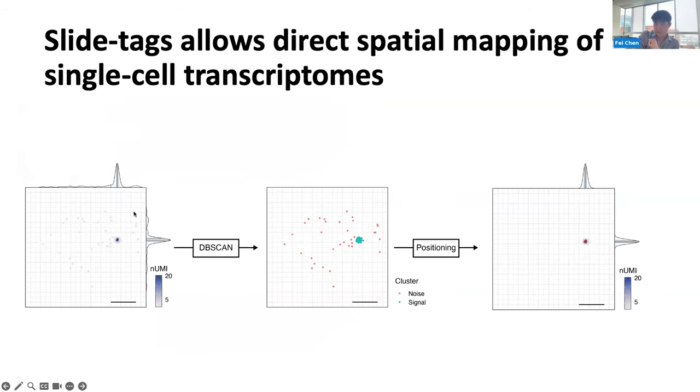And here's the visualization for a single cell. This is a spatial plot of the distribution of UMIs of spatial barcodes. You can see it has this focal location, and then we fit the centroid of this Gaussian, which allows us to error correct the localization.